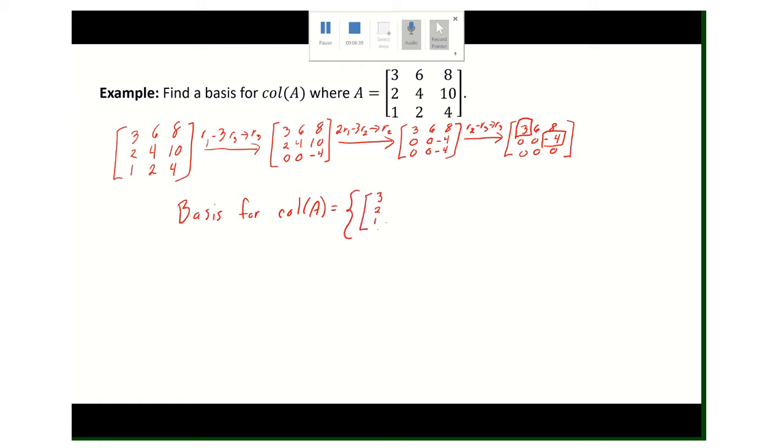3, 2, 1, and 8, 10, 4. That is my basis. Okay? So that's the technique for finding the basis of a column space.